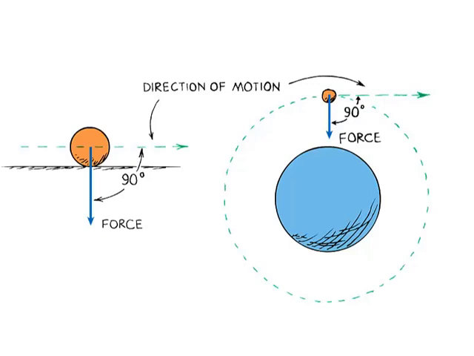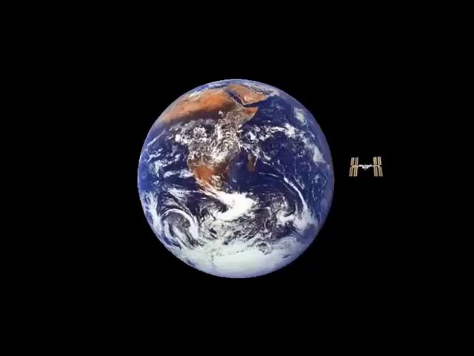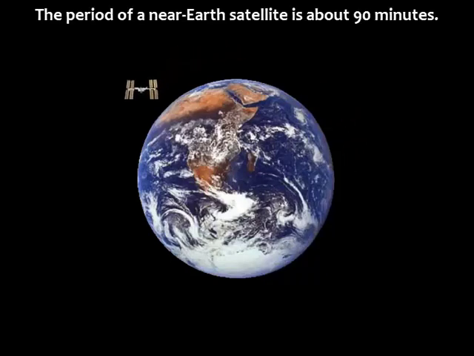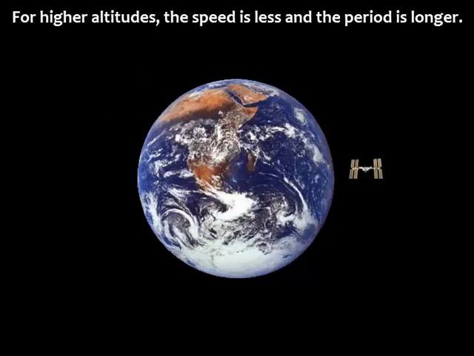For a satellite close to Earth, the time for a complete orbit around Earth, its period, is about 90 minutes. For higher altitudes, the orbital speed is less and the period is longer.